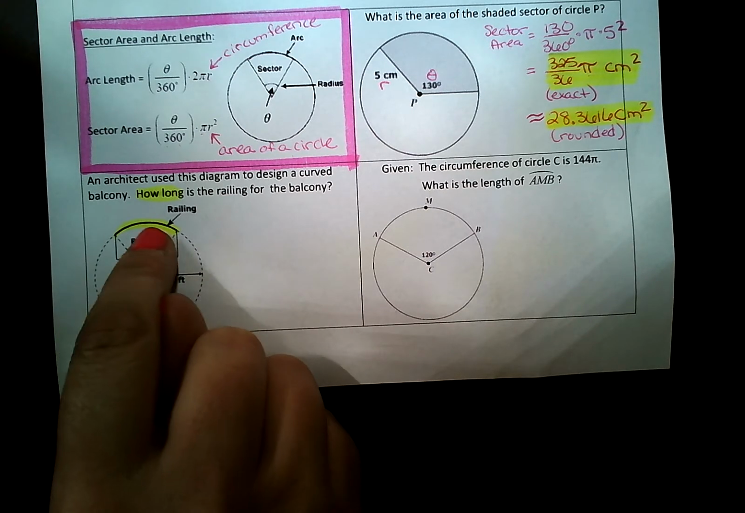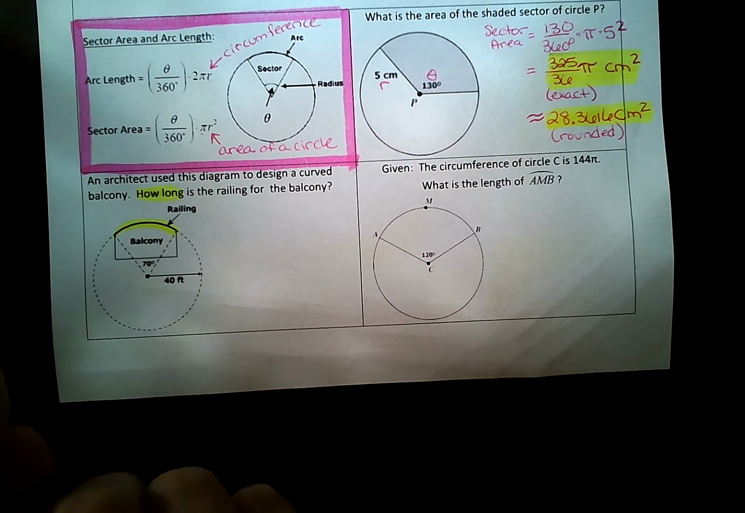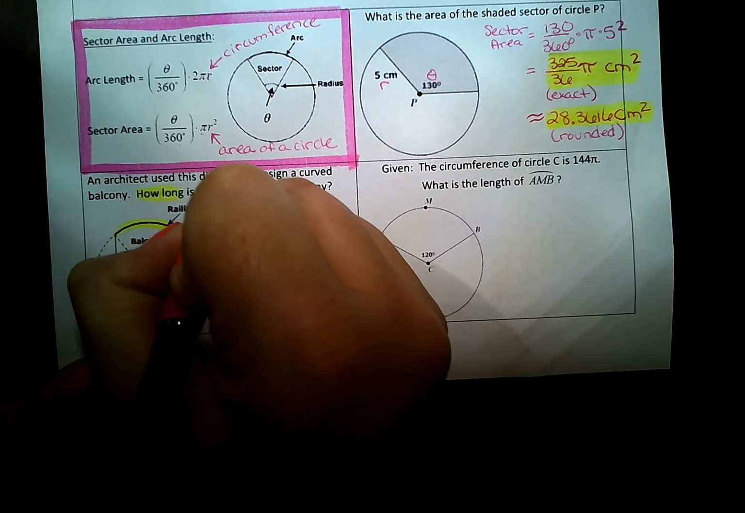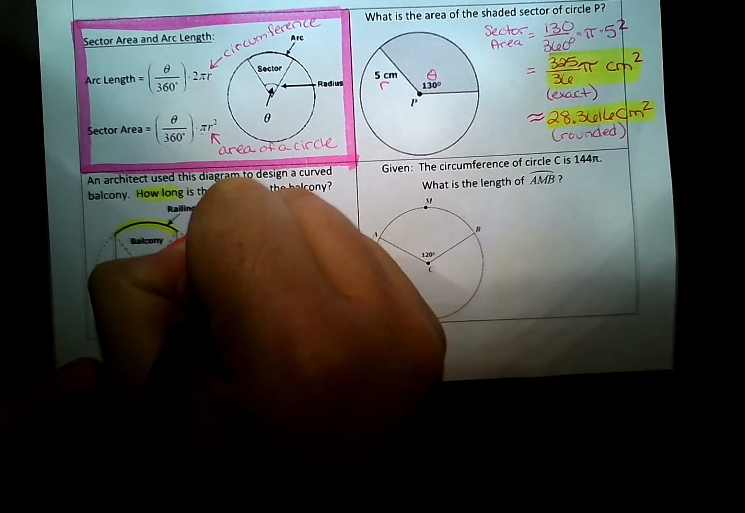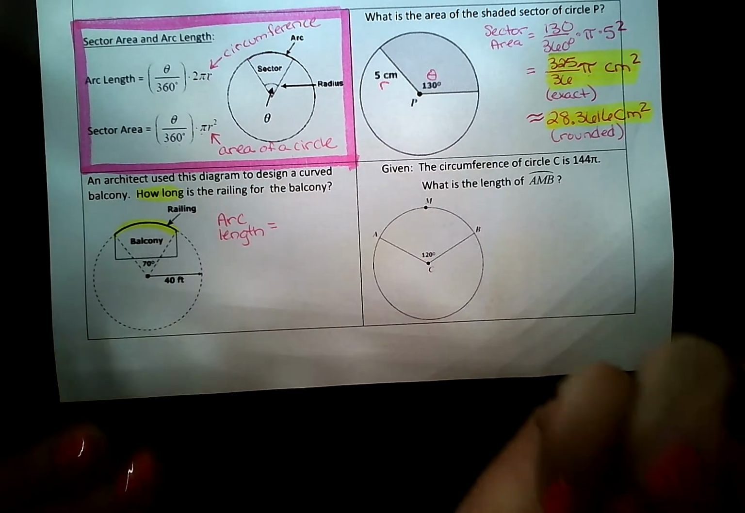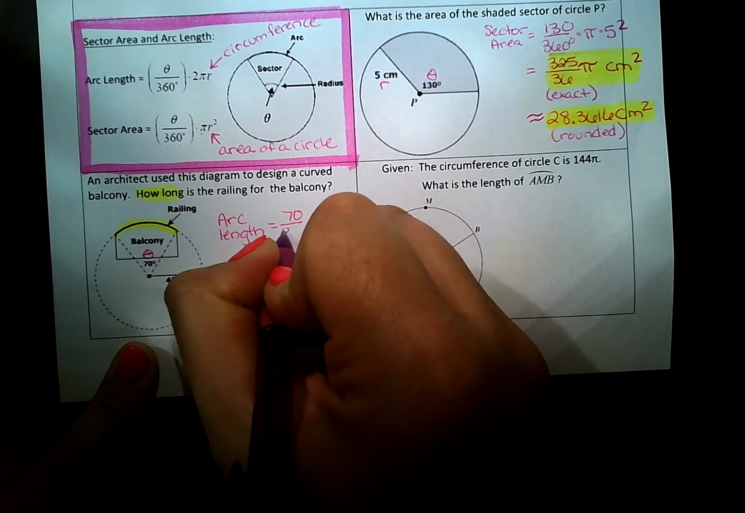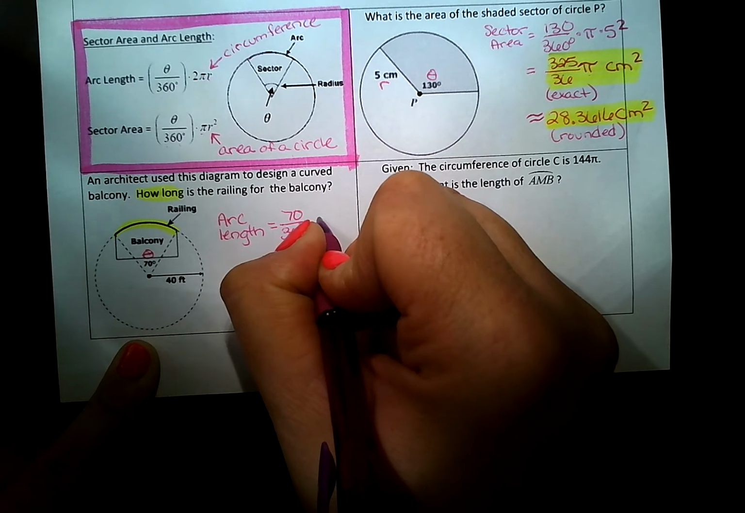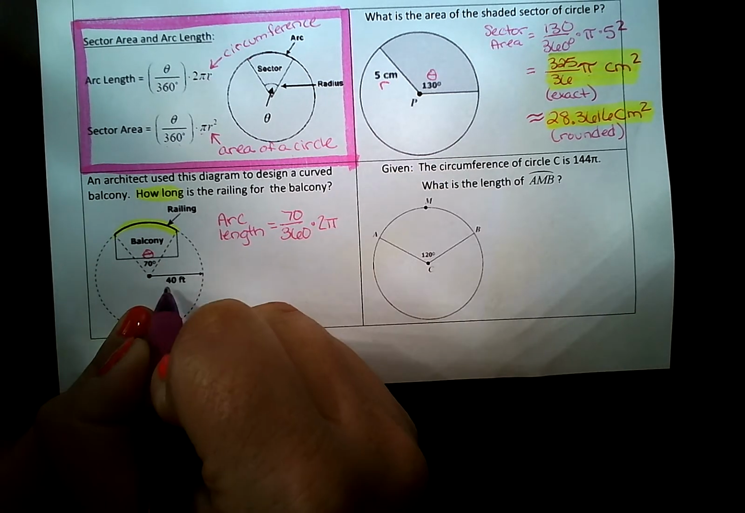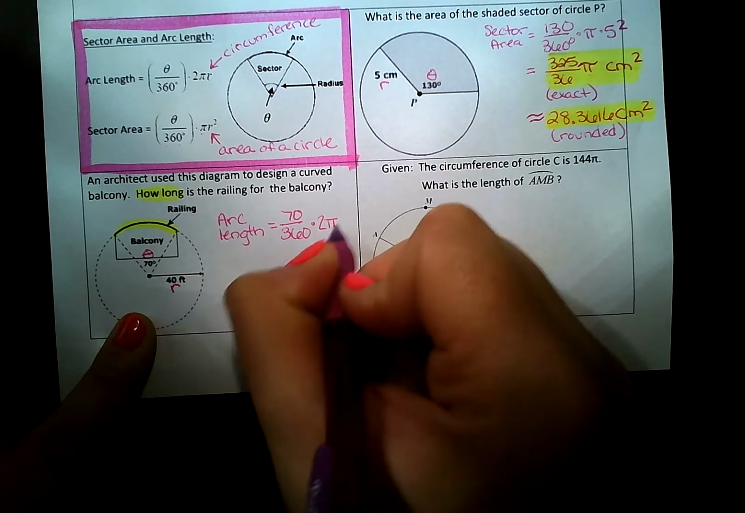Well, in the drawing, you're trying to find the length of the arc. You're looking for arc length. So I'm going to use this formula. Arc length is the central angle out of 360 times the circumference formula 2 pi r. So I'm looking for the arc length. The central angle is 70 out of 360 times the circumference formula 2 times pi times the radius, and the radius is given to us as 40.